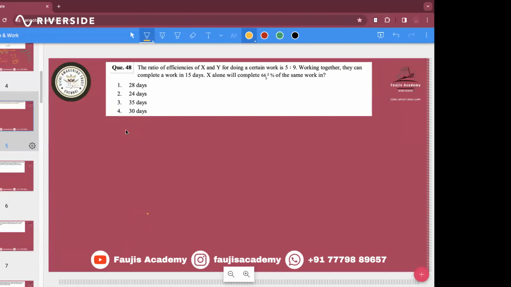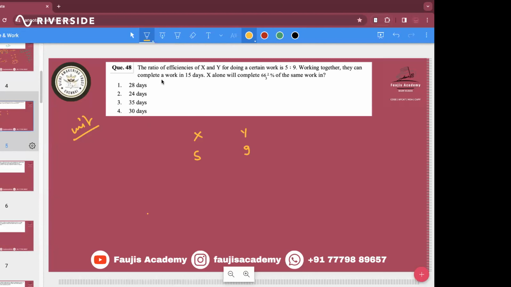There is no better way of solving this question than this. So they are saying the ratio of the efficiency of X and Y for doing a certain work is 5:9. The ratio of their efficiency is 5:9, which means what? In a day, X does 5 units and Y does 9 units, right? And unit means something random, like the suffix when we write kilometers. Let's put it that way.